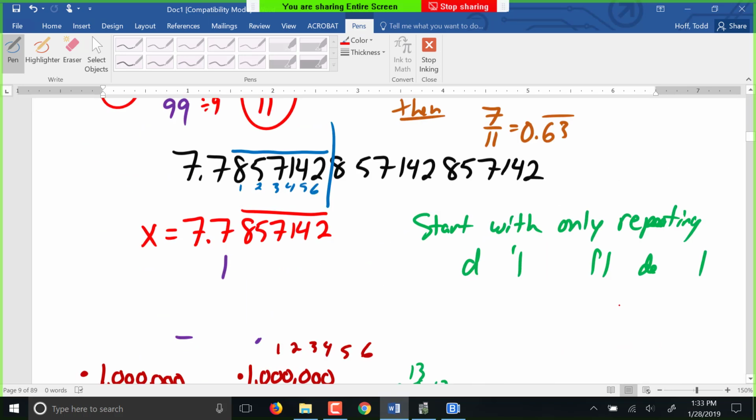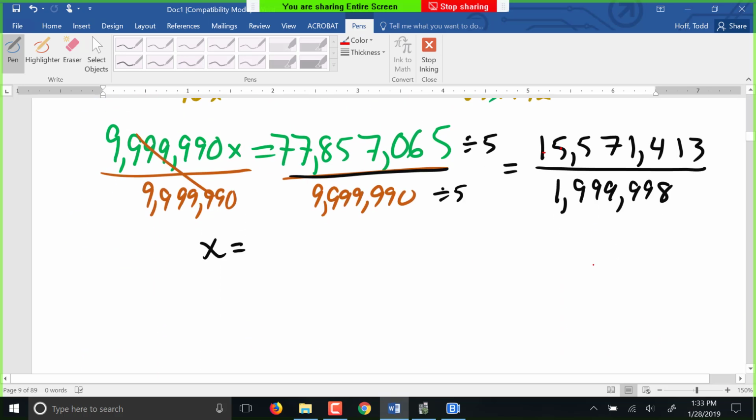plus 1, 19, plus, oops, go back down there, plus 4, 19 plus 4 is 23, plus 1 is 24, plus 3 is 27. Is 27 divisible by 9? Yes, so this whole number, 15,571,413, is divisible by 9. Down here, if we add up those digits, they add up to 45, which is divisible by 9. Actually, sorry, they add up to 54, which is divisible by 9. So both of those can be divided by 9.